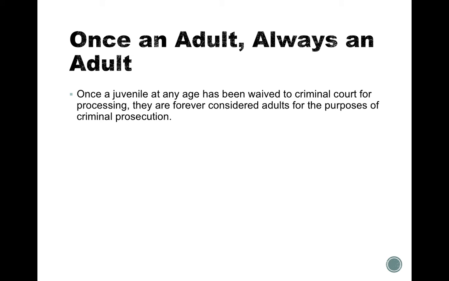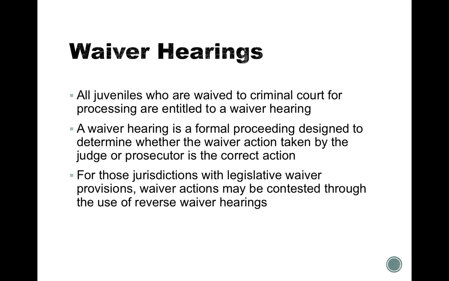Once you've been waived to criminal court, all of your cases from that point forward will be treated as an adult crime. So once an adult, always an adult for the purposes of criminal prosecution. All juveniles who are waived are entitled to a waiver hearing, and this is the formal proceeding designed to determine whether the waiver action taken by the judge or the prosecutor is correct.